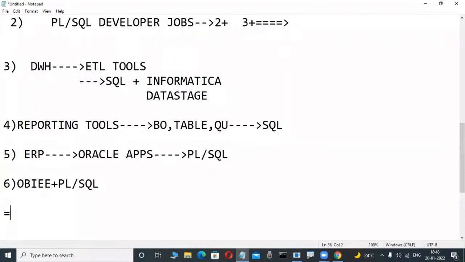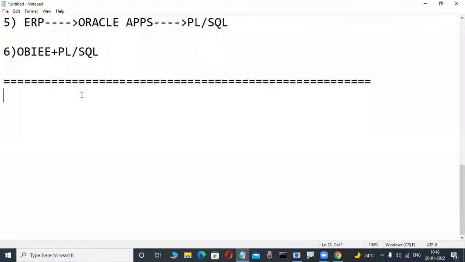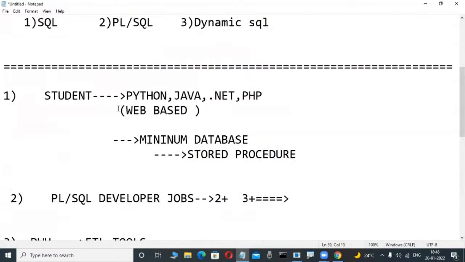Again, suppose you are not interested in the programming side, and you want the administration side for jobs. In that case, DBA courses are there: Oracle DBA, SQL Server DBA, MySQL DBA, database administration courses. For these persons also, minimum knowledge is required before learning those courses. Minimum SQL knowledge is required. These persons also learn these types of courses.